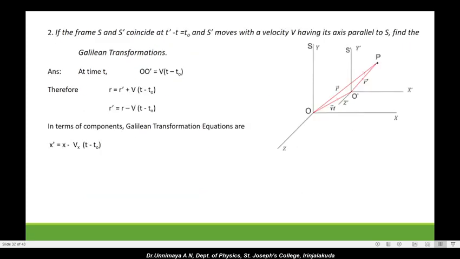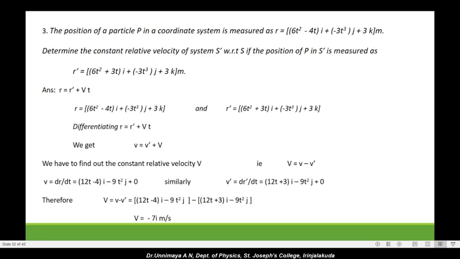Okay. And the second problem, we don't want to do this problem. We have to do the third problem. The position of a particle P in a coordinate system is measured as r is equal to (6t square minus 4t) into i cap. There is actually i cap, and position vectors are shown. ഞാൻ cap ഇട്ടിട്ടില്ല എന്ന് മാത്രം. So (6t square minus 4t) into i plus minus 3t cube j plus 3k cap meters.